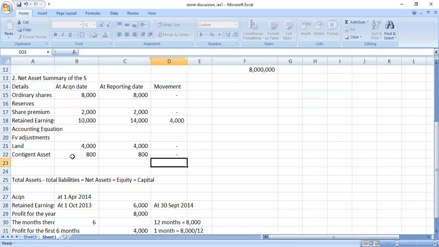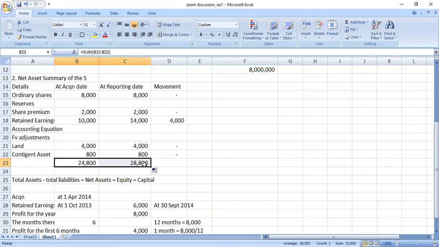Whenever they want to make this fair value thing a little complicated, what they do is they give you a depreciable asset. If they tell you that maybe a building was revalued, usually they want what we call an extra depreciation. But since this question doesn't have it, let me not go into it. So the land is not depreciable, so you don't have anything to adjust. So our total for acquisition is that, and for reporting is that, and the movement is that.